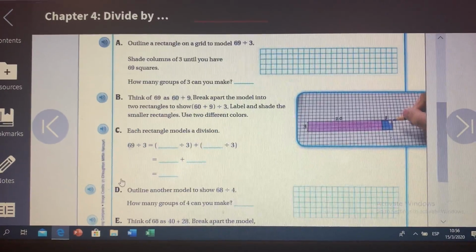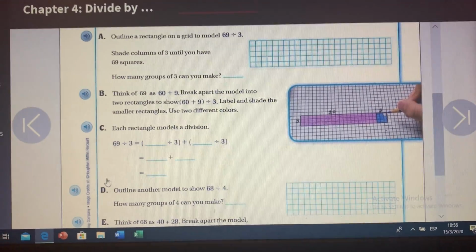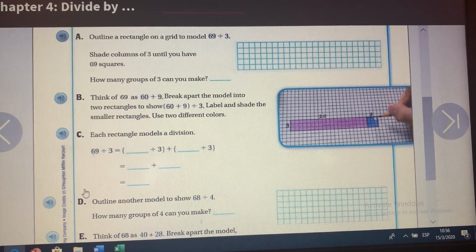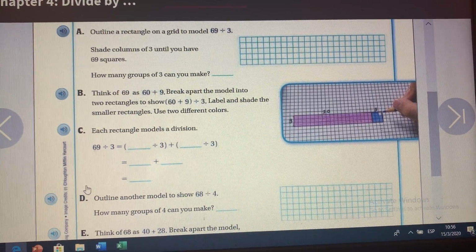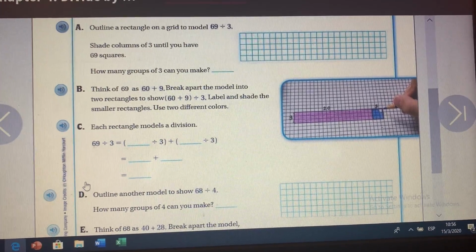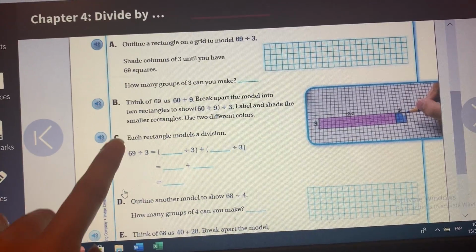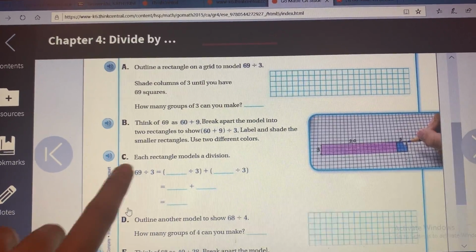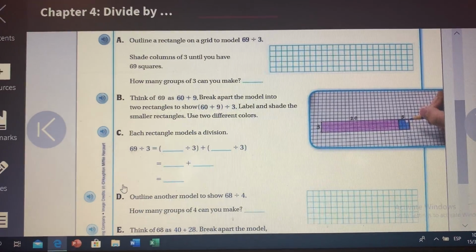But first, before solving letter A, it says outline a rectangle in a grid to model 69 divided by 3. Then shade the columns of 3 until you get 69 squares. How many groups of 3 can you make? To find the groups, we are going to do letter C first, so we can go back here and draw our model.